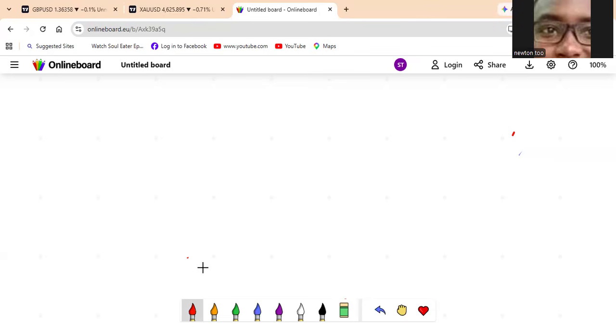This is what I normally trade. I normally trade something called Trendline. This is my strategy. My strategy is called Trendline. So how does Trendline work?